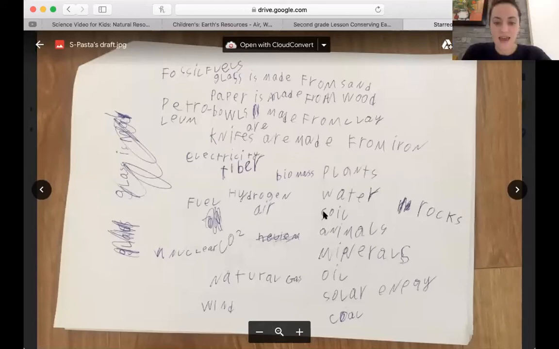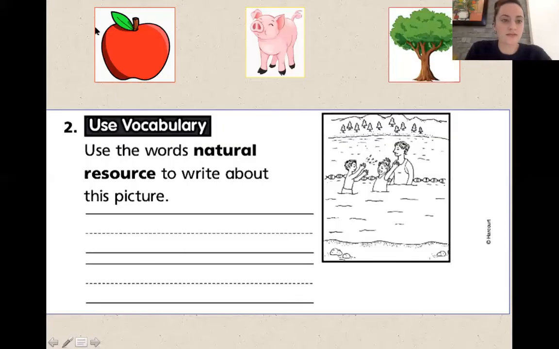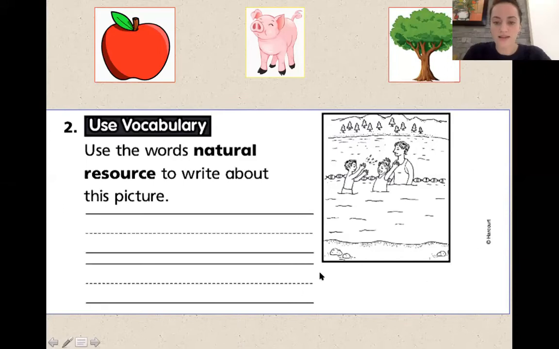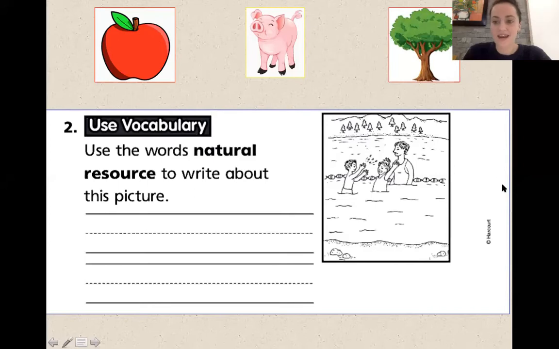Sand. Sand, great. There was sand in that picture. That's a natural resource we use. What else? Some are rocks. Rocks, excellent job. There's rocks. Anything else? Can you see one more, Pasta? Water. Water, excellent job. I see mountains and trees over there too. Very good, excellent work, Pasta. We have mountains, trees, rocks, water, sand.